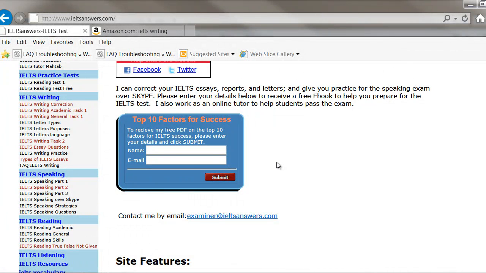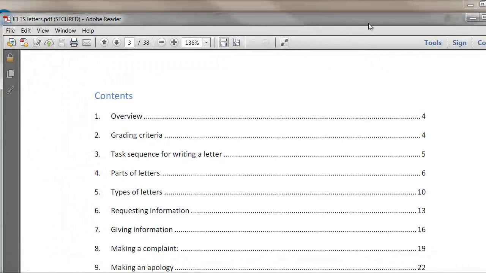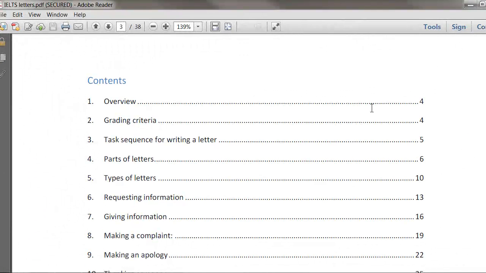Okay, so let's get stuck into it and let's have a look at what my ebook has in it. Let's just go through the table of contents a little bit, and this will give you a bit of an idea too about what's involved with these letters. I start with an overview of what's involved with task 1 letter writing. Talk about the grading criteria. This is really important because you want to understand how your writing is going to be assessed so you can make sure that you respond to the task in the right way.